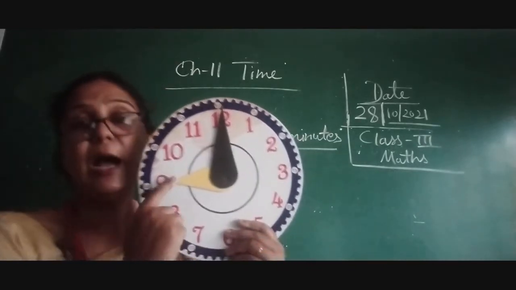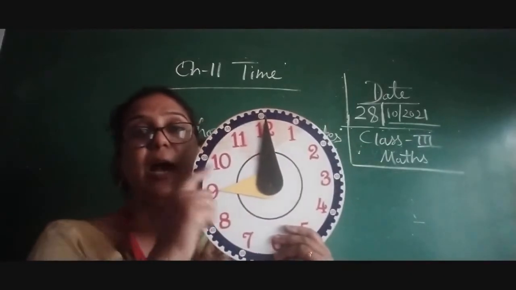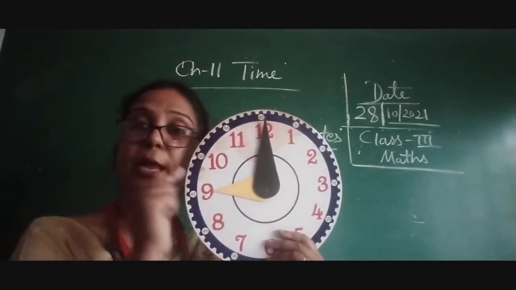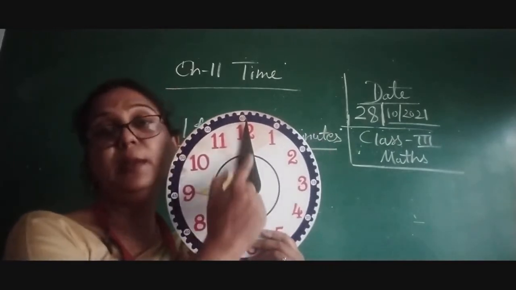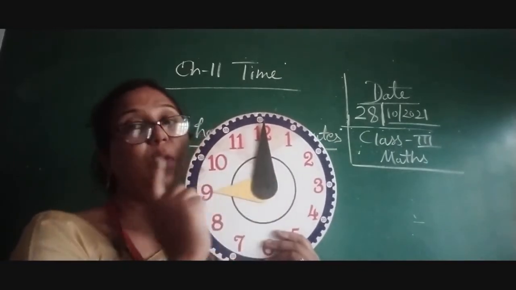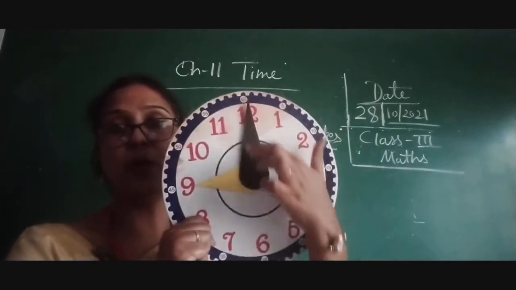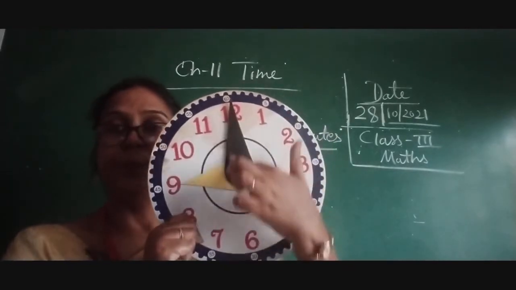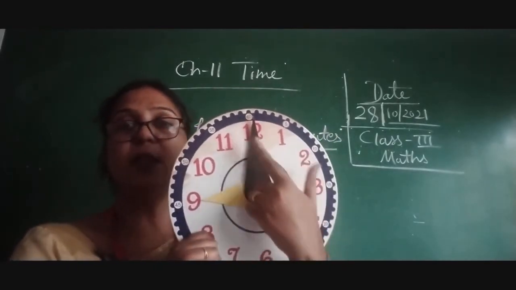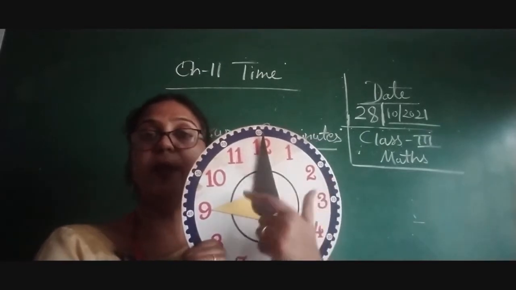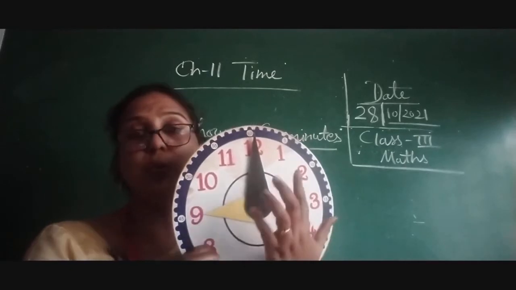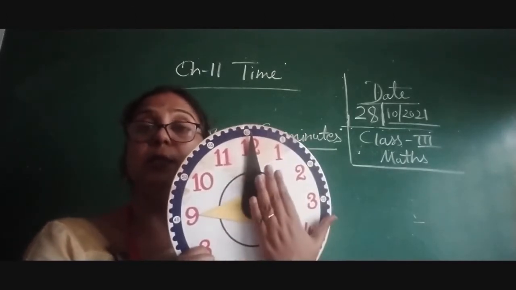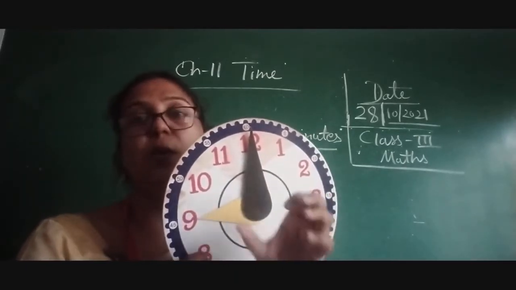Now, if the hour hand goes on any number and the minute hand is on 12, always remember this is the middle part of the clock. When the bigger hand is at 12 and the shorter hand is at any number, it will show that this is 9 o'clock, 6 o'clock, 10 o'clock.